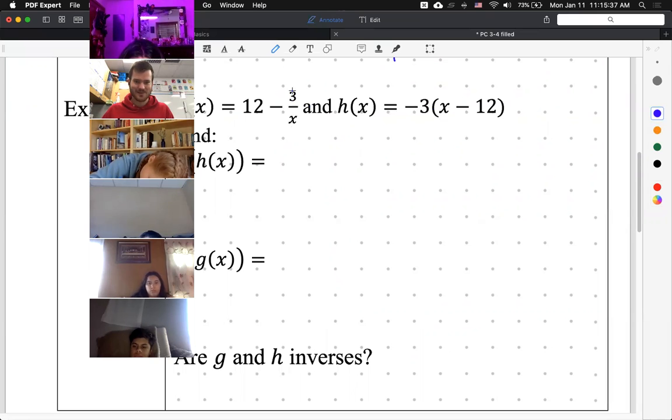I'm somehow getting rid of this negative 3. I'm somehow getting rid of that 12. The numbers seem to be right. It's not like randomly a 15 or something over here. So we have to verify that.